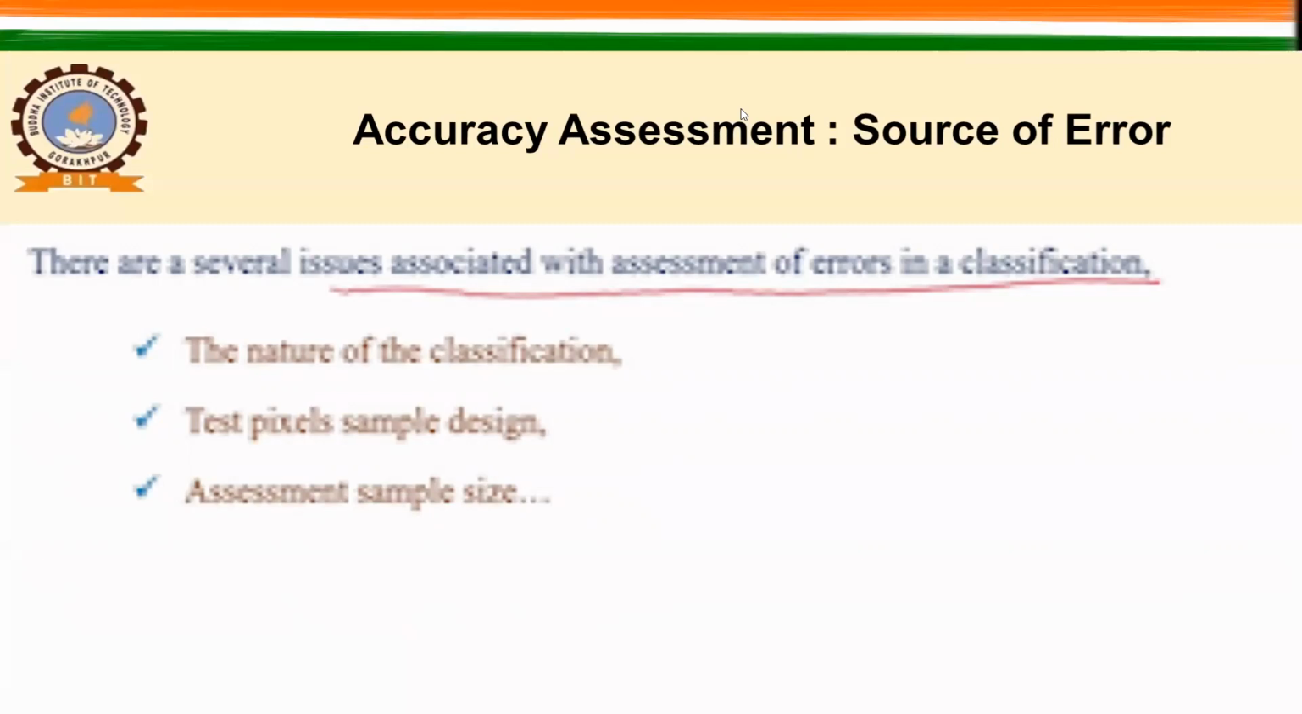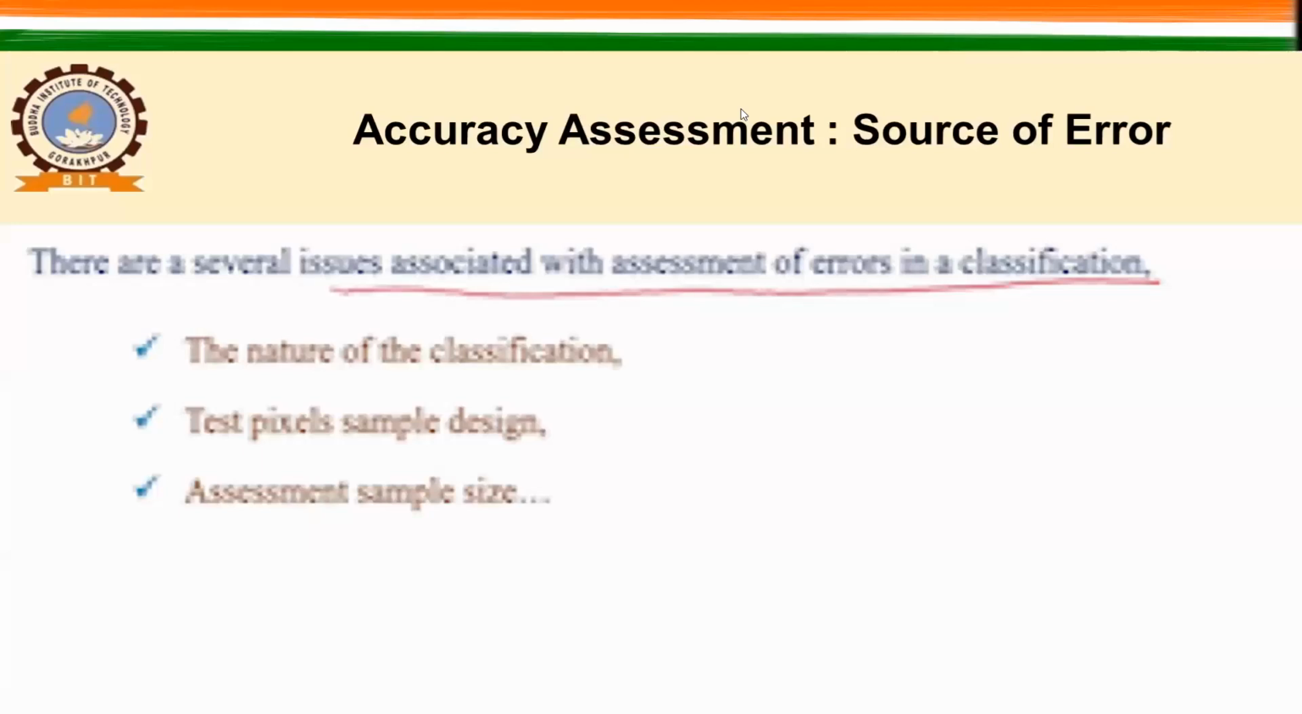The next is test pixel sample design. So how do you design your test pixel? Suppose if you use immediate neighbors, that will introduce some error, right? If you distribute these test pixels in your image, then your accuracy will be better, right? The third one is your assessment sample size. How do you plan your sampling? How did you decide the number of pixels or number of GCPs required in the assessment? So that is also going to matter.